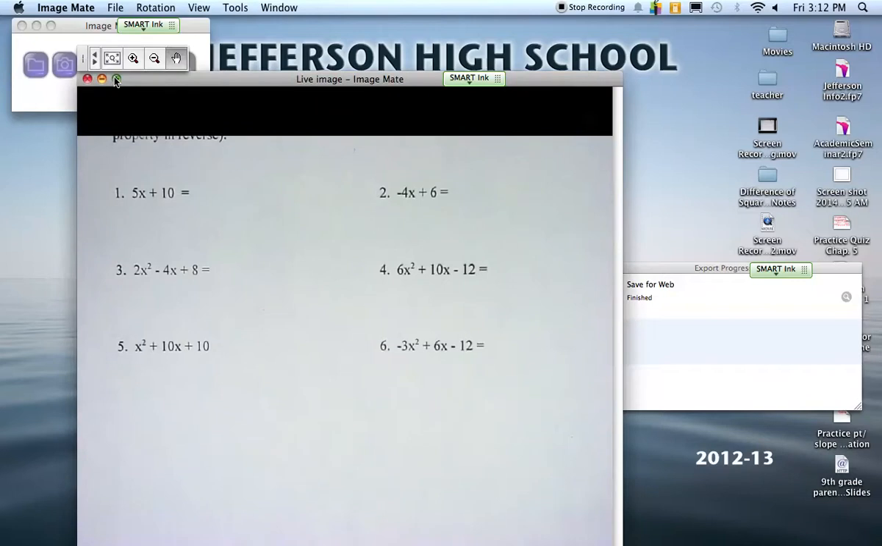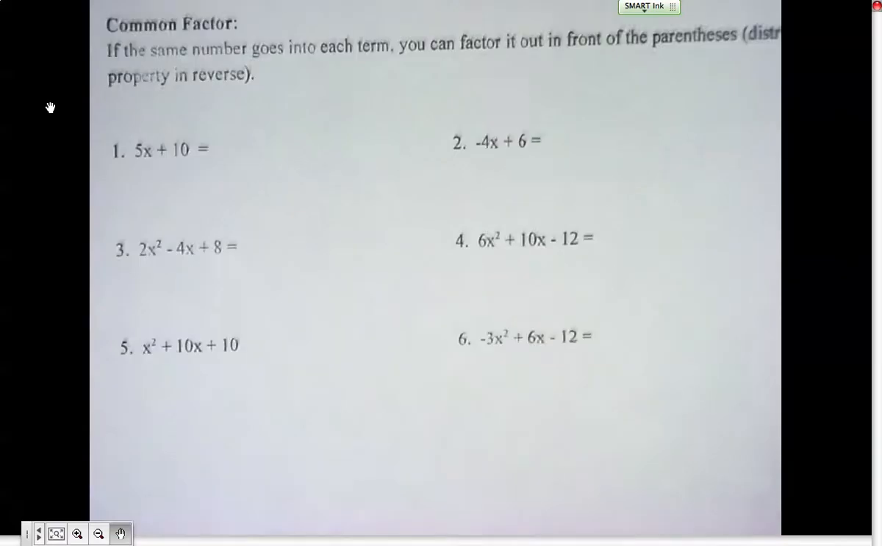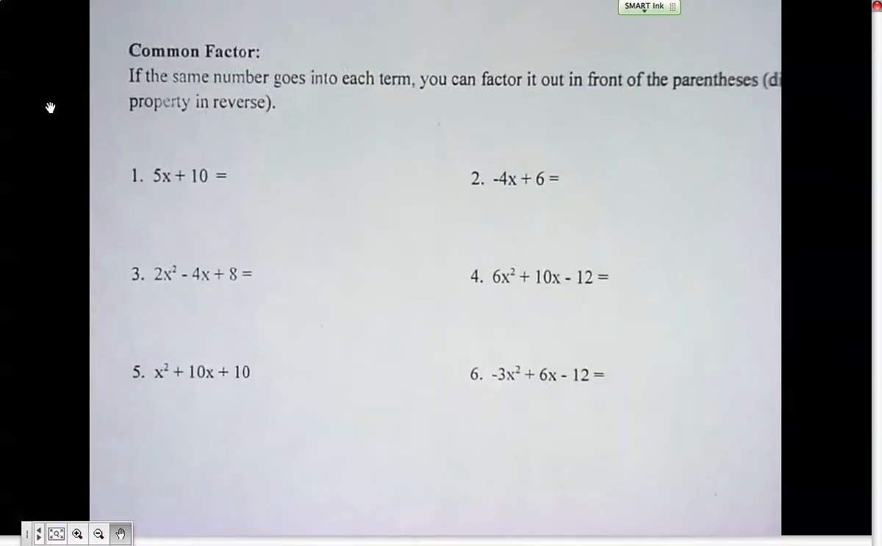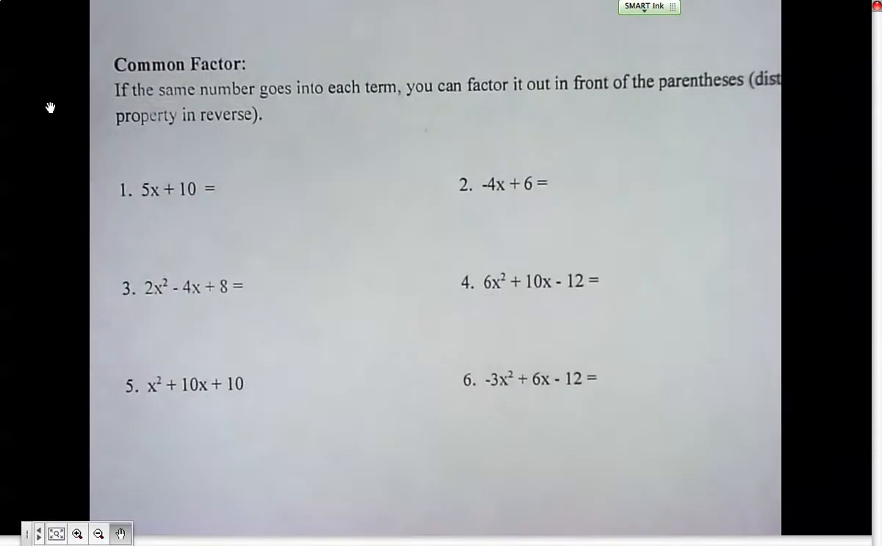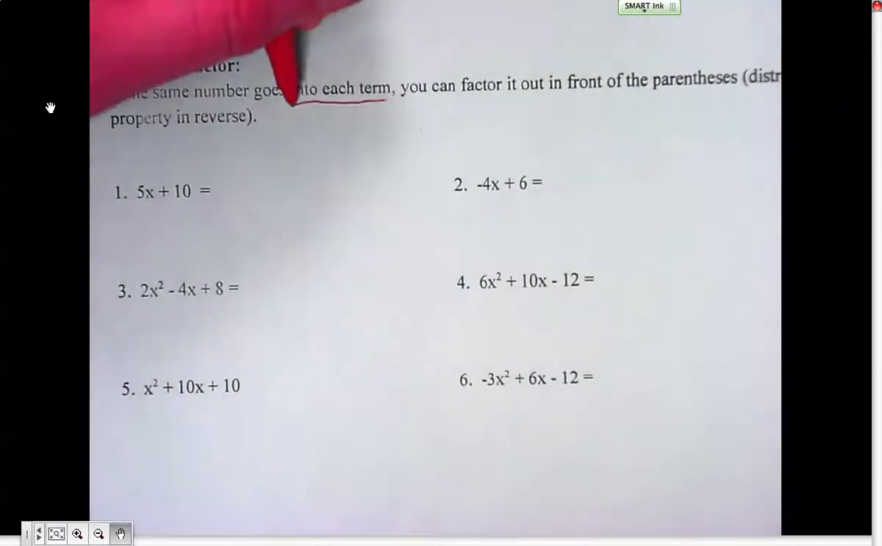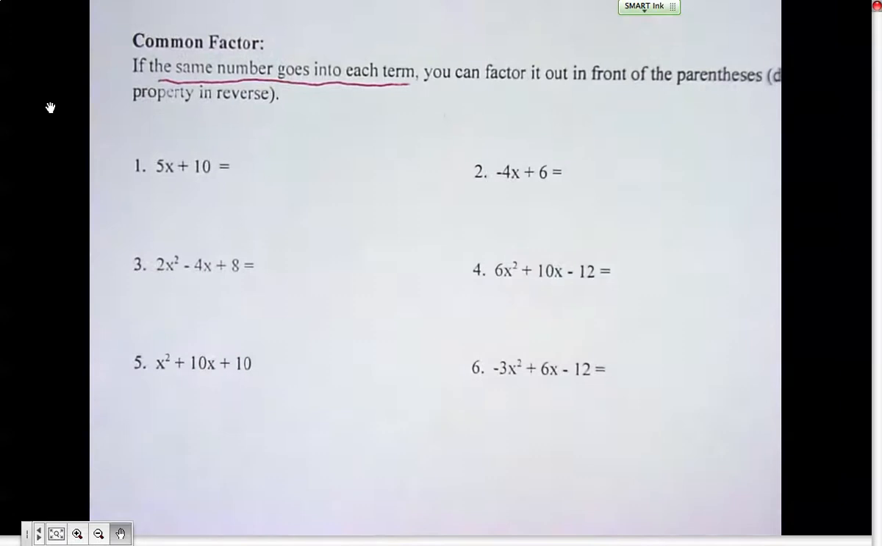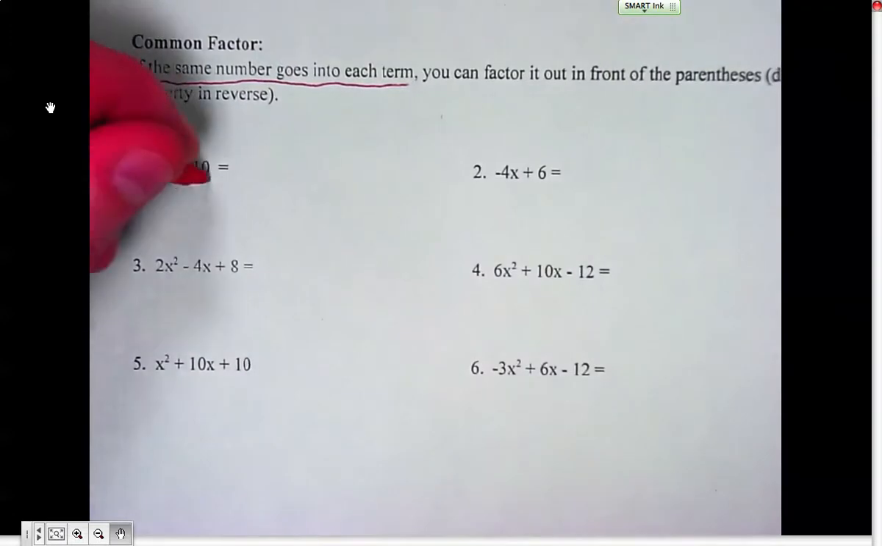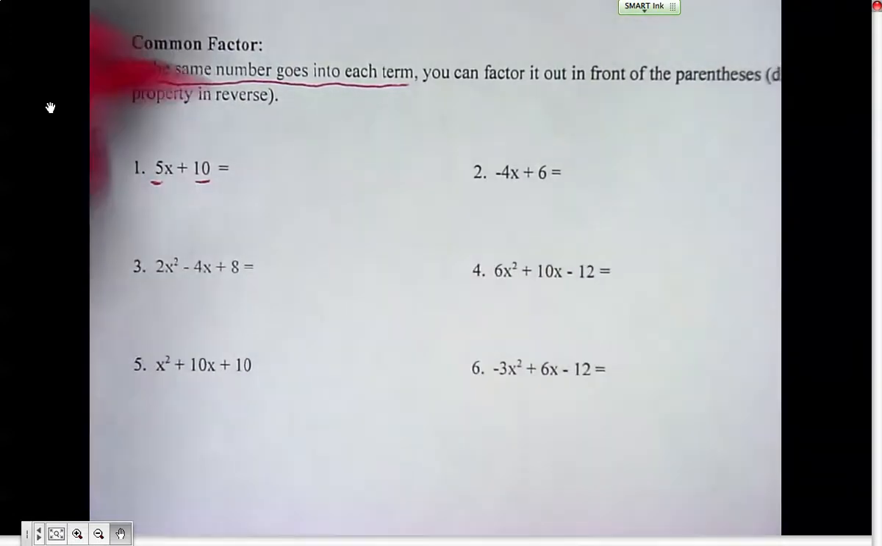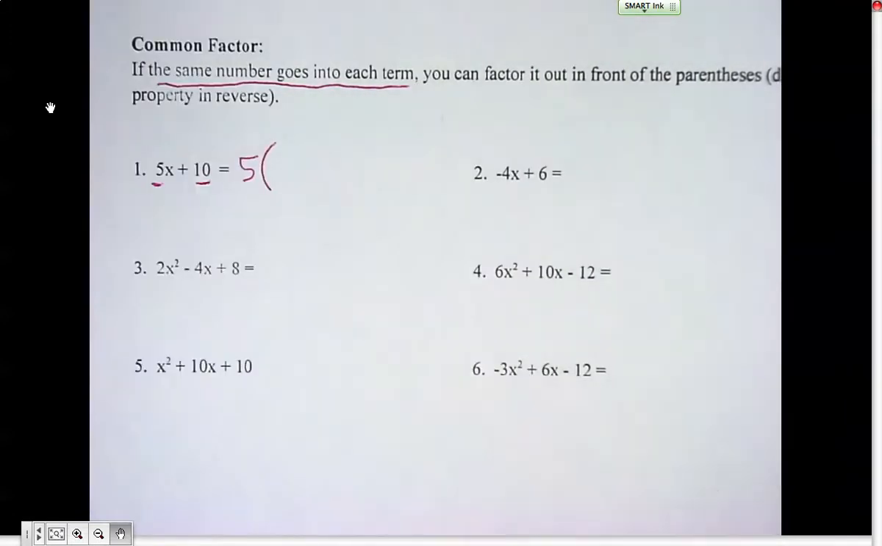All right, so now we're going to talk about factoring out a common factor, and this is often the first step in getting started on a problem. And the key thing that you're looking for is something that goes into each term. So you're looking for numbers that go into all of them. So looking at a 5 and a 10, I think about what goes into all of them, and that's 5. And so that's what goes out in front of the parentheses.